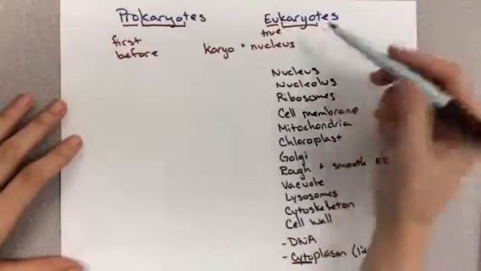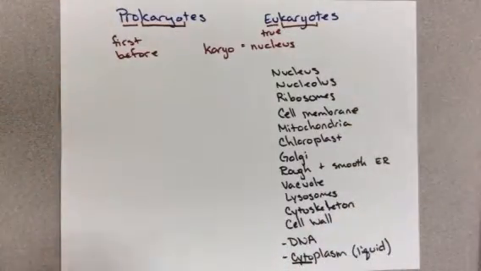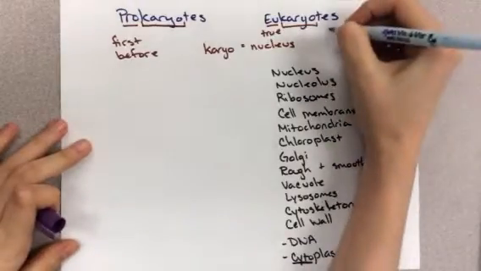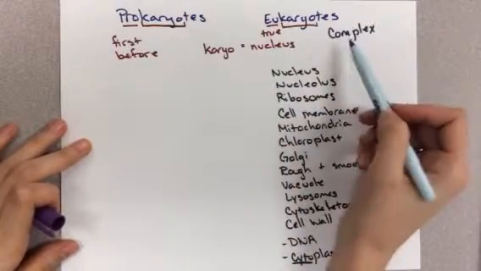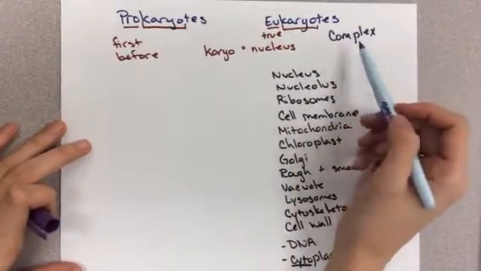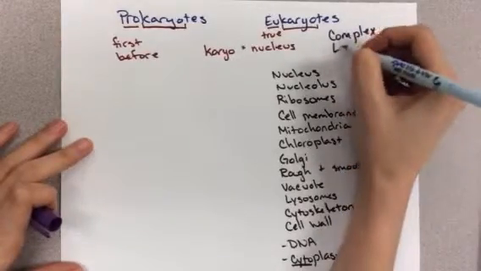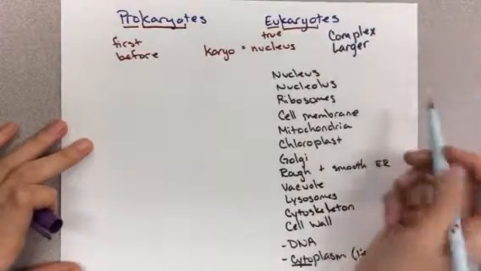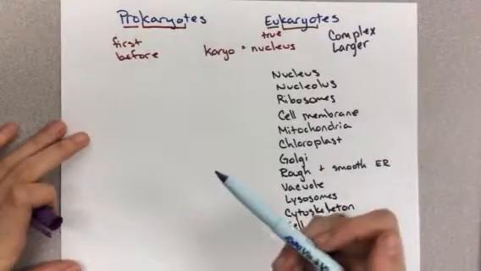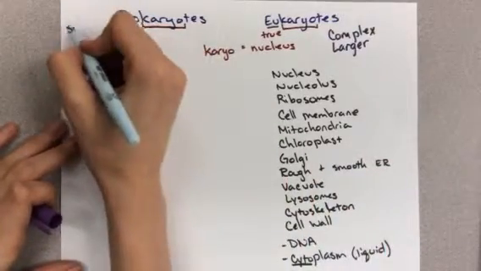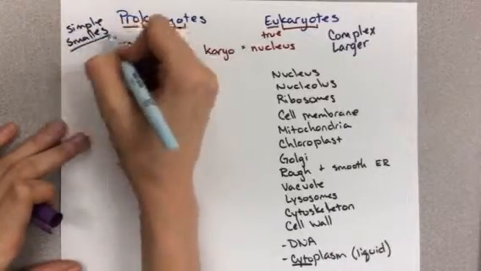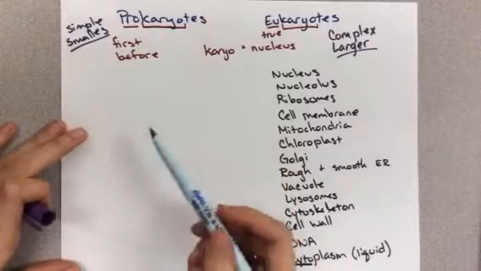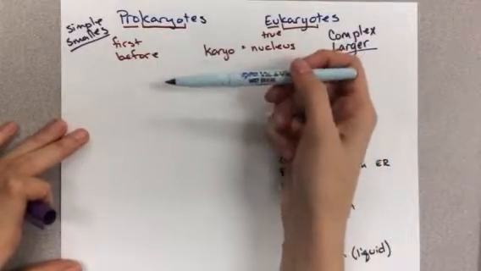Okay, so notice that eukaryotes have a lot of different parts, and in general, eukaryotes are complex. This is after the nucleus evolved. They do have a nucleus. They are much more complex. They are larger in size than simple cells. So prokaryotes are very simple, and they're smaller. And we'll look at some examples in a minute. But first I want to tell you, what are the structures that prokaryotes have?